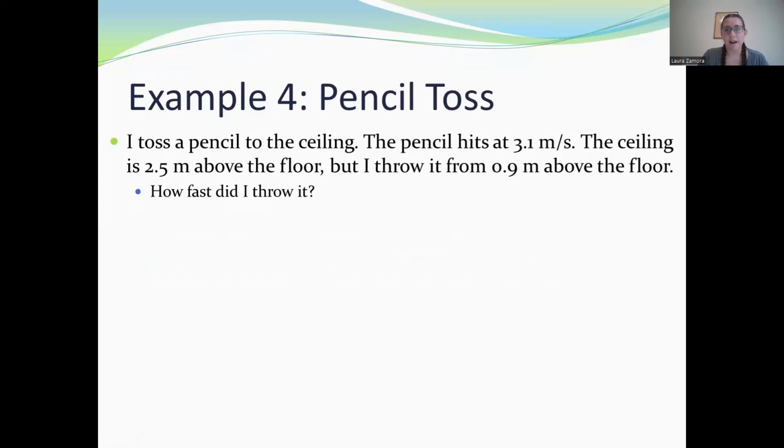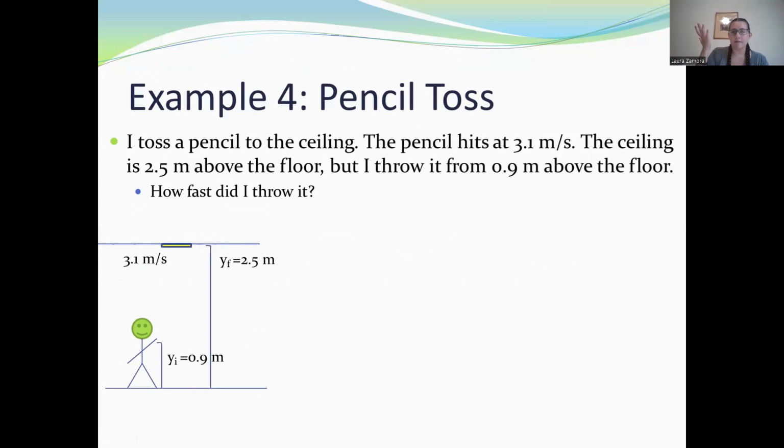All right, so let's think through some of these answers together. First of all, how fast did I throw it? That's an important question to figure out. So here's the room, and I'm throwing the pencil up to the ceiling. It hits at 3.1 meters per second, but I don't know how fast I threw it. What I do know is that the height of the ceiling is 2.5 meters above the floor, and the height of my arm is 0.9 meters above the floor.